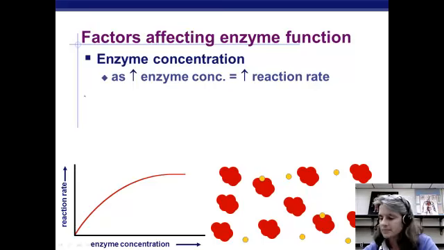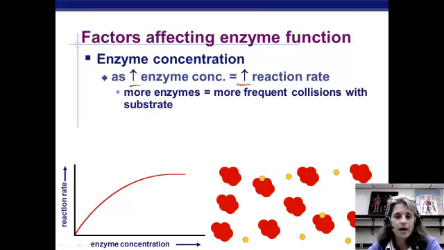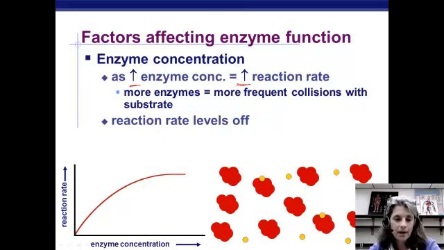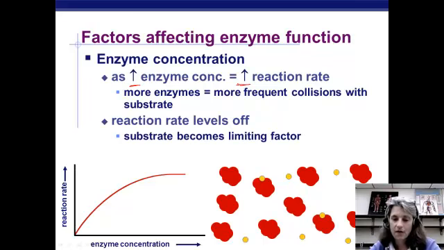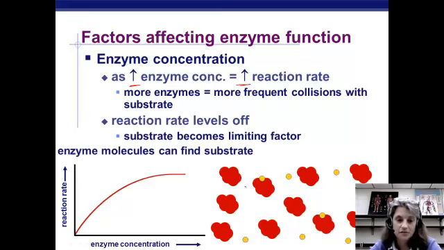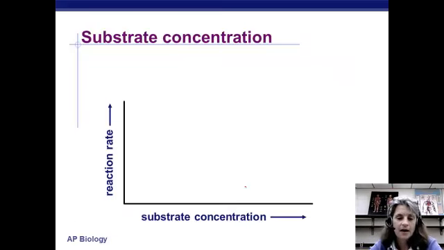So generally speaking, as enzyme concentration goes up, the reaction rate speeds up as well. The more enzymes, the more times they are bumping into the substrate and reacting with them. But the reaction rate levels off because eventually the substrate becomes a limiting factor. There's plenty of enzyme, but not all of it can find a substrate to react with. This is as fast as we're going to go.